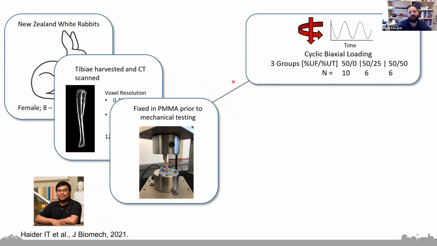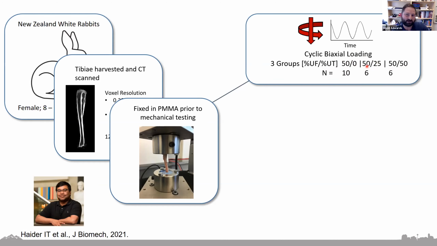We took these whole bone samples, these rabbit tibias, and we loaded them under three different conditions. We loaded them in uniaxial compression only, which is here, which is the 50-0 group. And then some of the samples we loaded in uniaxial compression and torsion. So what you see here in these numbers, 50-0, we're loading it at 50% ultimate load in compression, and then 0% torsion. So there's no torsion.